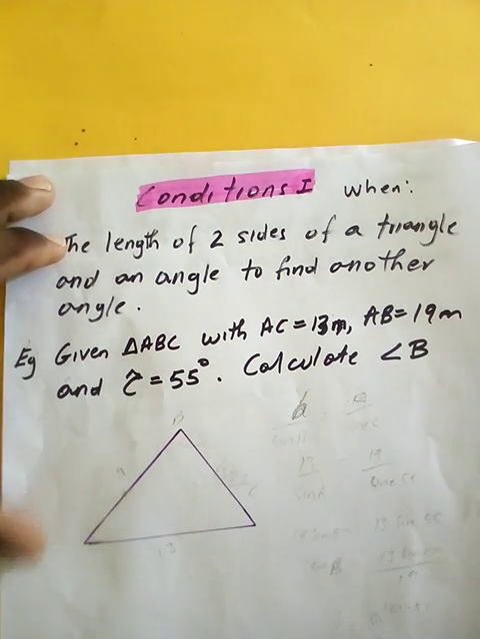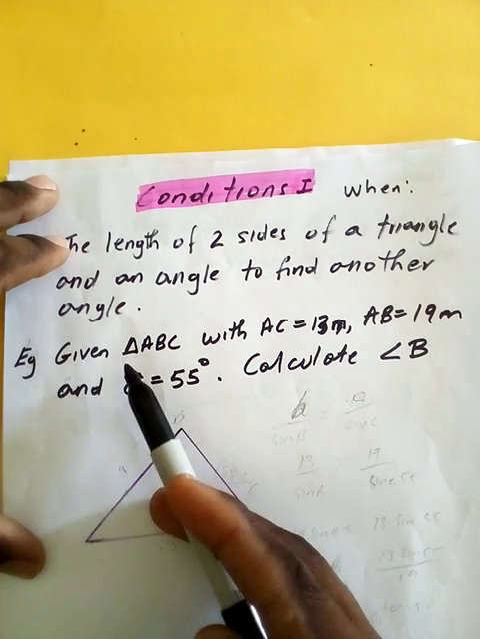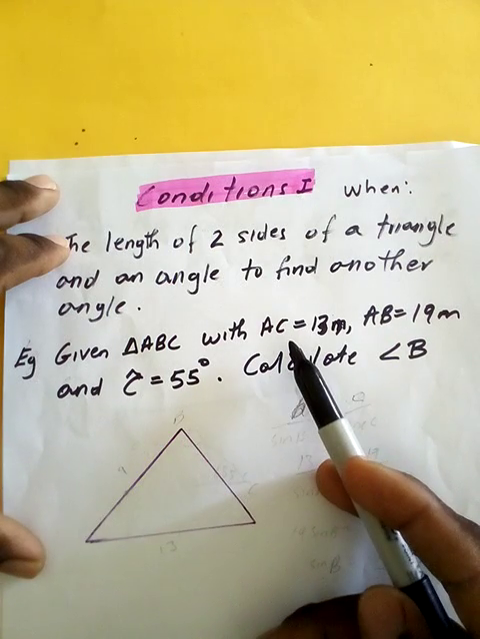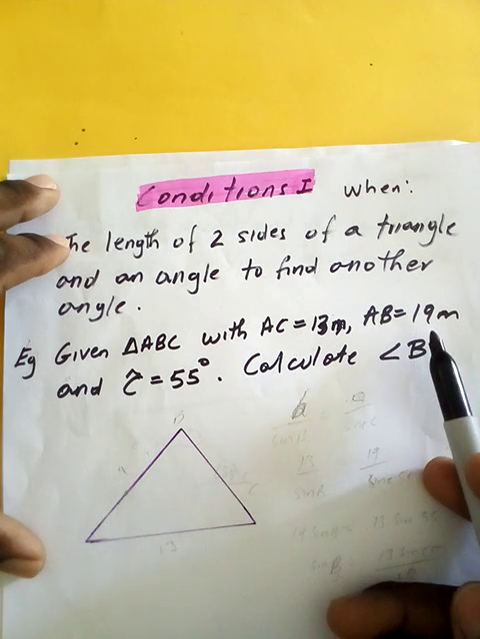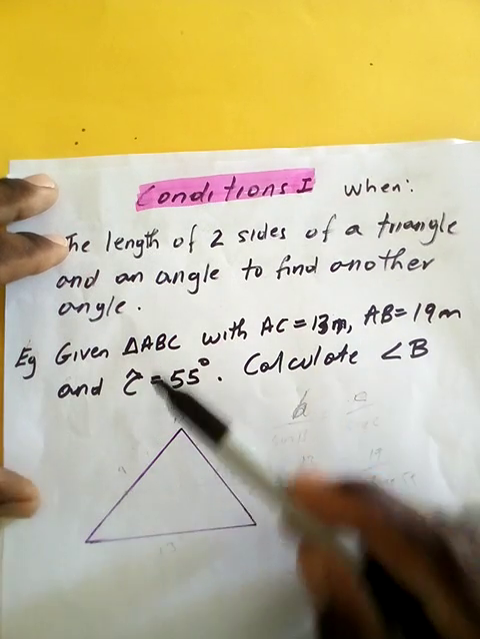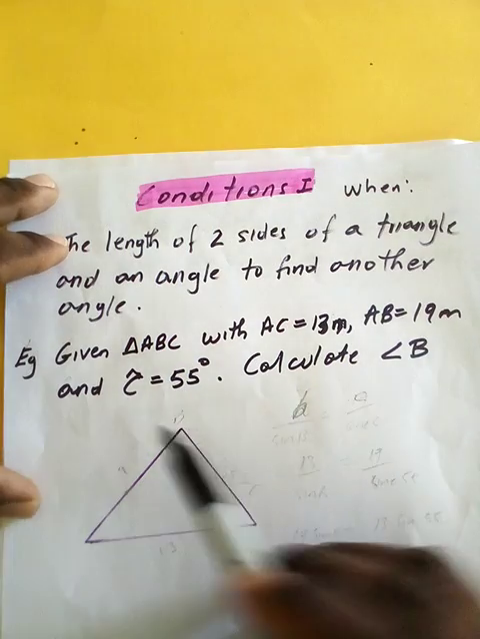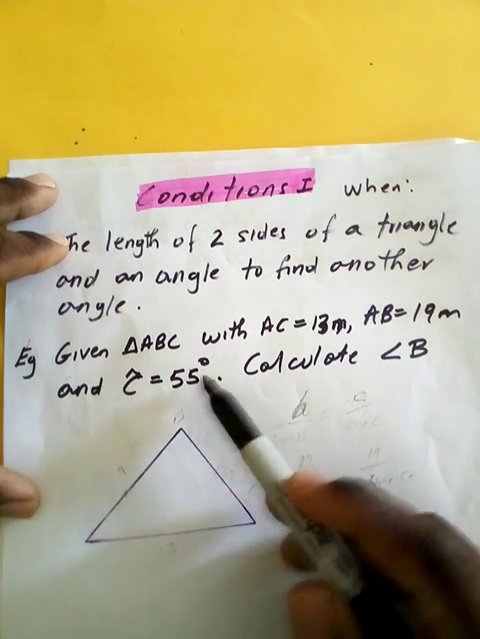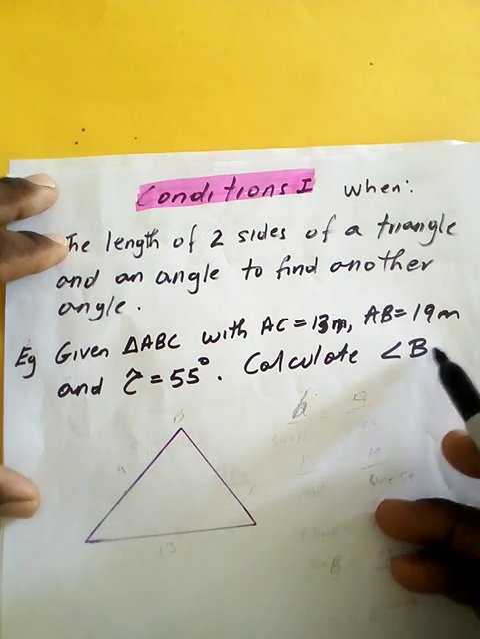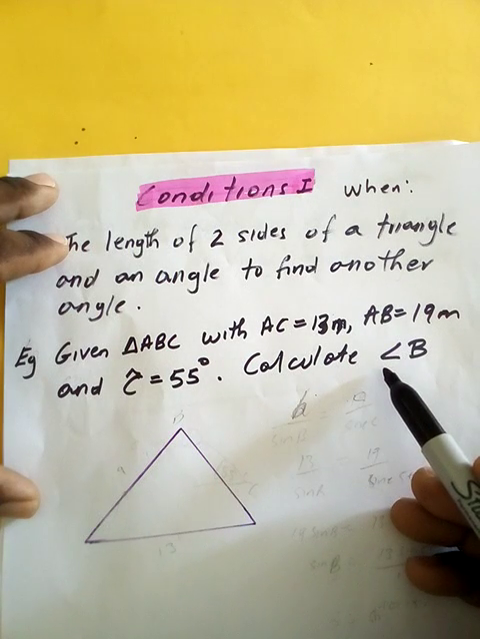So here's an example. Given triangle ABC, using symbols, math language, with AC equal 13 meters, AB equal 19 meters, and angle C, another symbol here, another way of writing angle. So instead of writing the words, they can write like this. Angle C equals 55 degrees. Calculate angle B. So there's another notation for how to write angle. It can be written as this, or as this. We have to know our notations, whether it's multiple choice or paper 2.